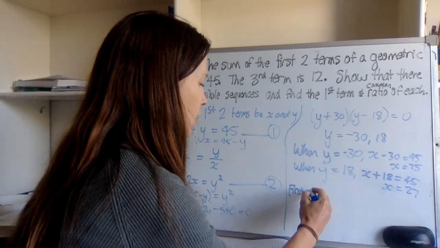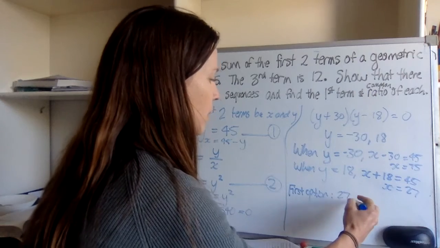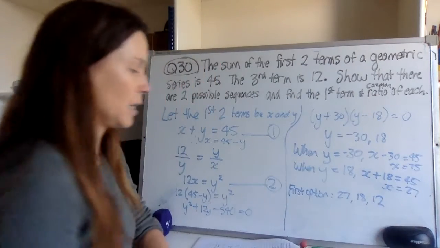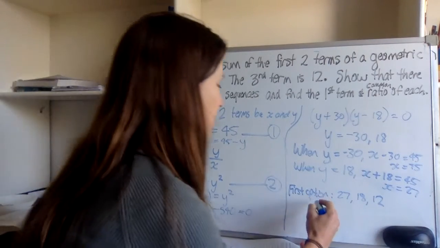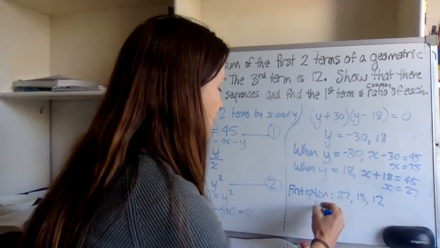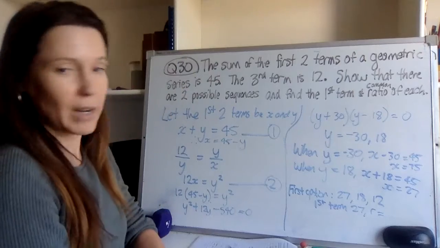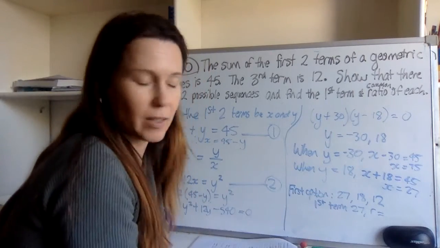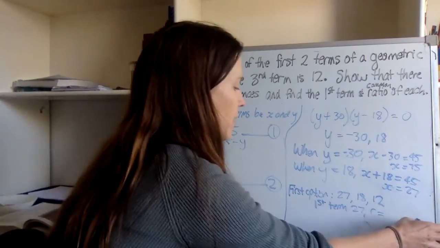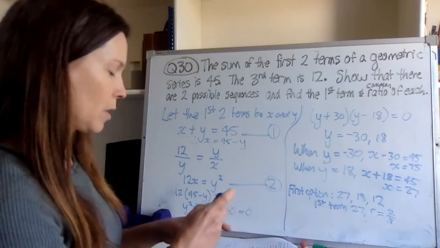So let's just list it. First option: x is, let's say, 27, and y, which is the second term, is 18, and the third term we know is 12. That would be the first series. And this series says the first term is, oh, well, it doesn't mention a, does it? We'd better actually write down first term 27, and the ratio, well, the ratio is what you need to multiply each term by to get to the next one. So you find it by doing one term divided by the term before. And this gives us 18 over 27 or 12 over 18. Either way, it's 2/3.